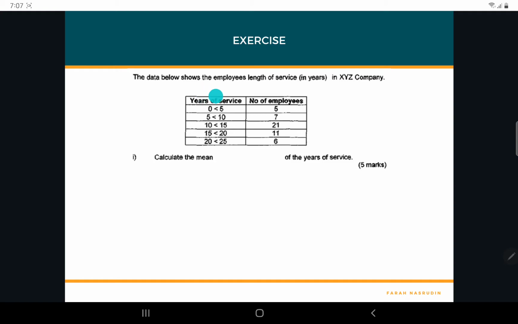So this is the interval: 0 until 5, 5 until 10, 10 until 15, 15 until 20, and 20 until 25. We need to add another 2 columns, one for the midpoint, which is x. The number of employees is the frequency, so this is our f. And the last column is for fx.